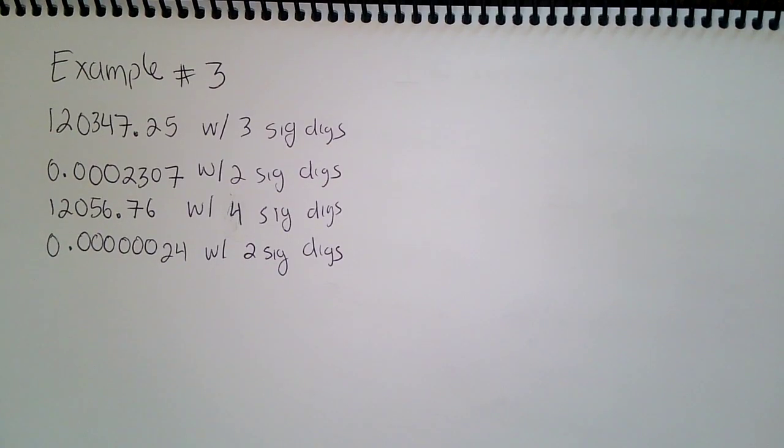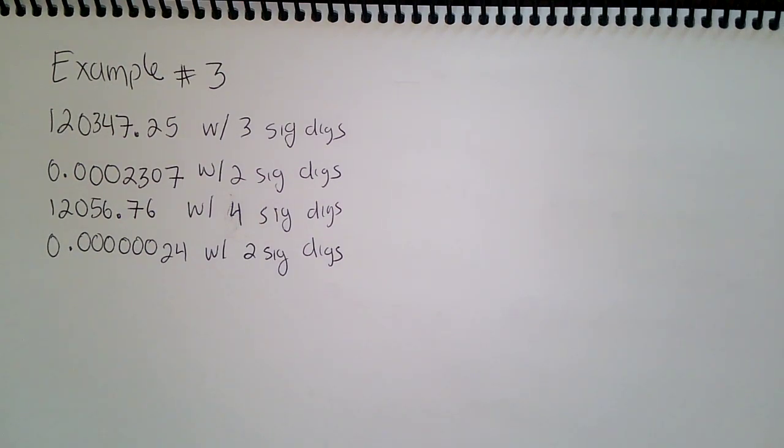So in example 3, this is what you are going to be seeing on your quiz, something like this. I'm going to ask you to write a set of numbers in scientific notation with the correct number of significant digits that I've asked. So in the first one, I'm asking you to write 120,347.25 in scientific notation with 3 significant digits. So how would we do that?